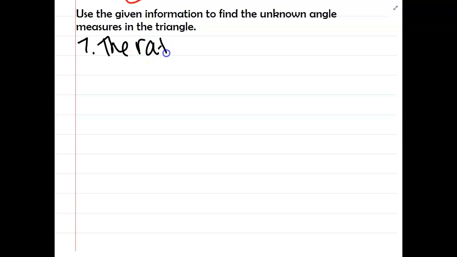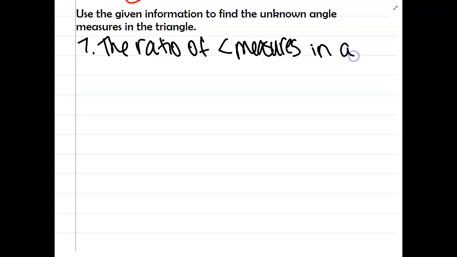The ratio of angle measures in a right triangle are 2 to 3.